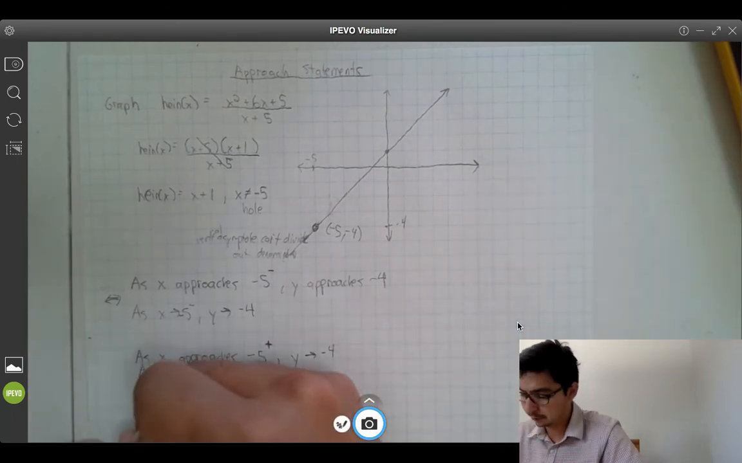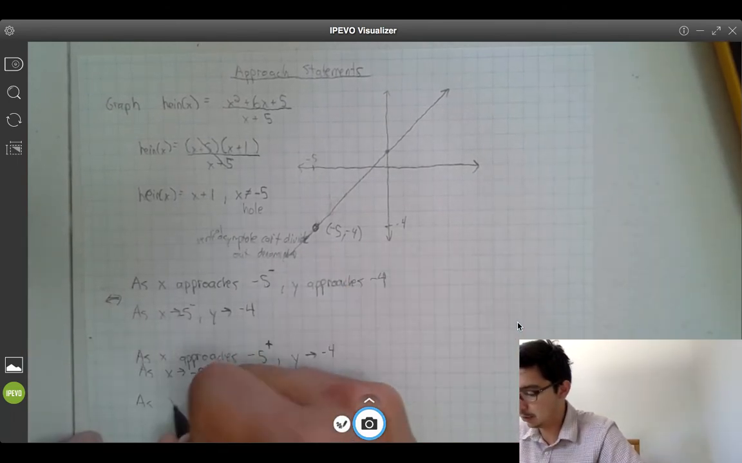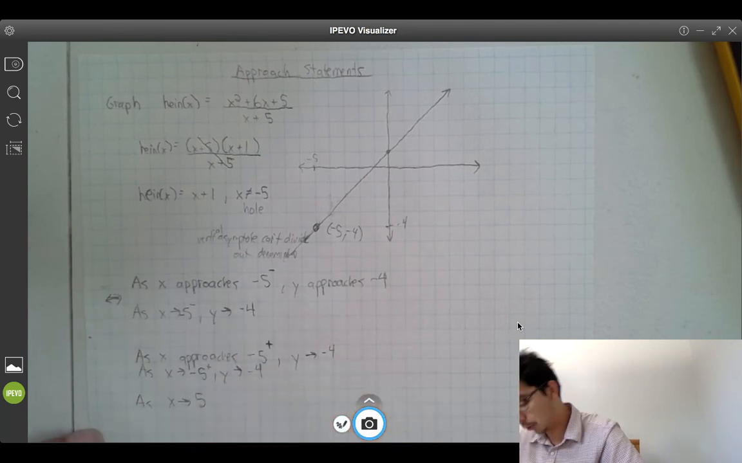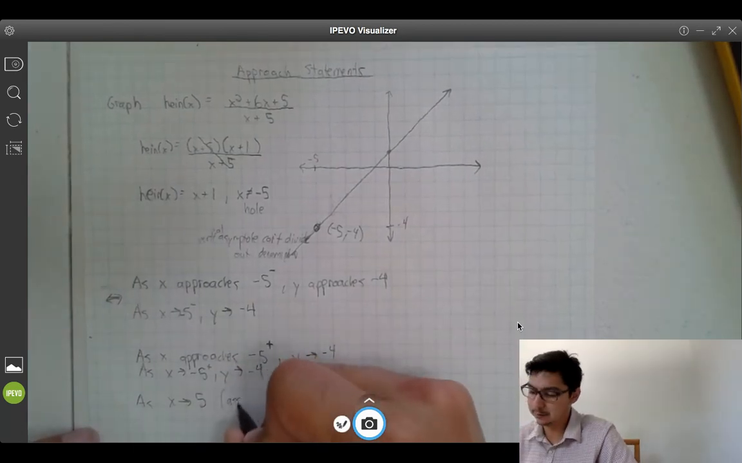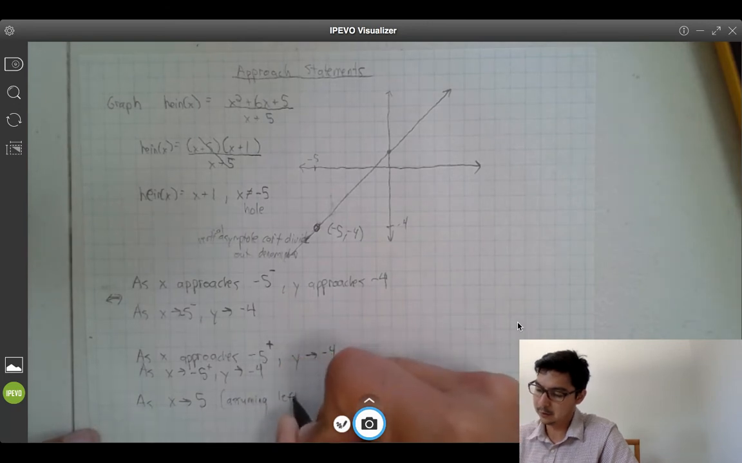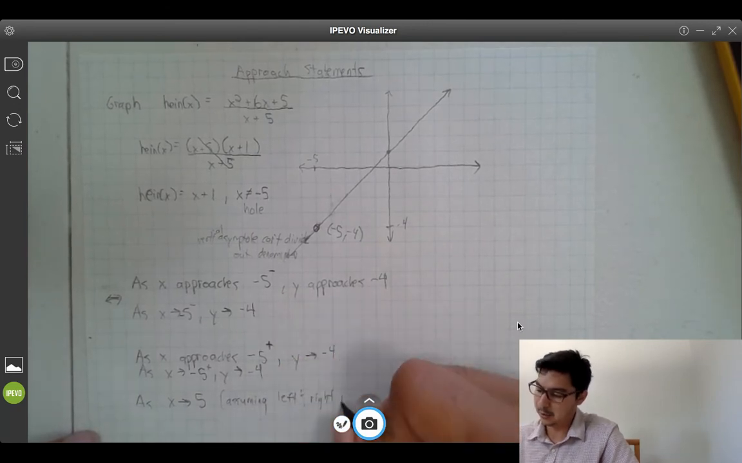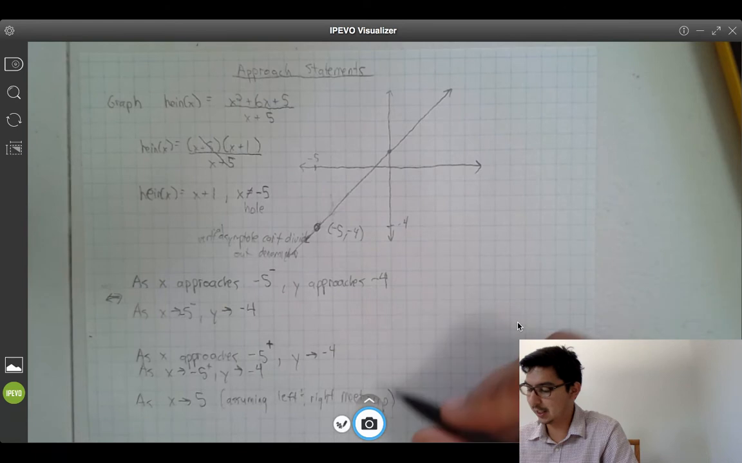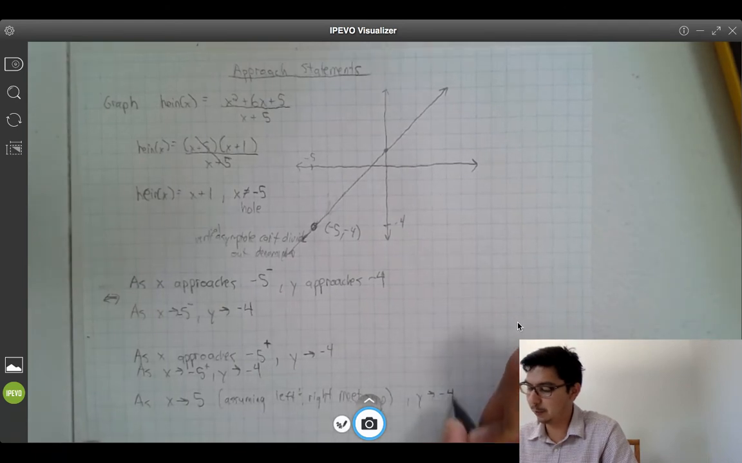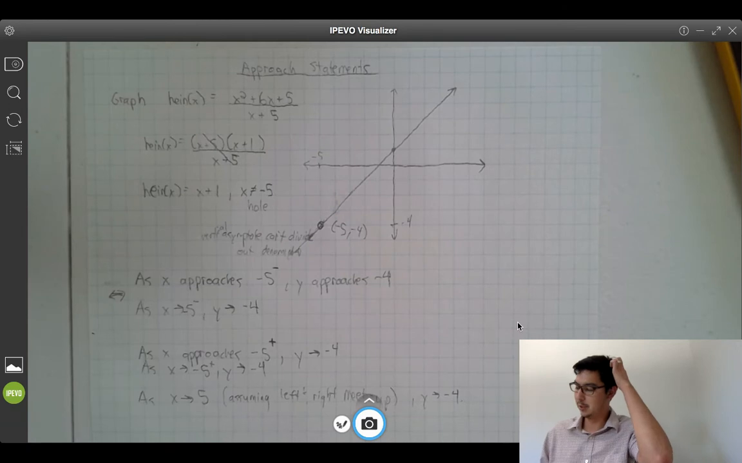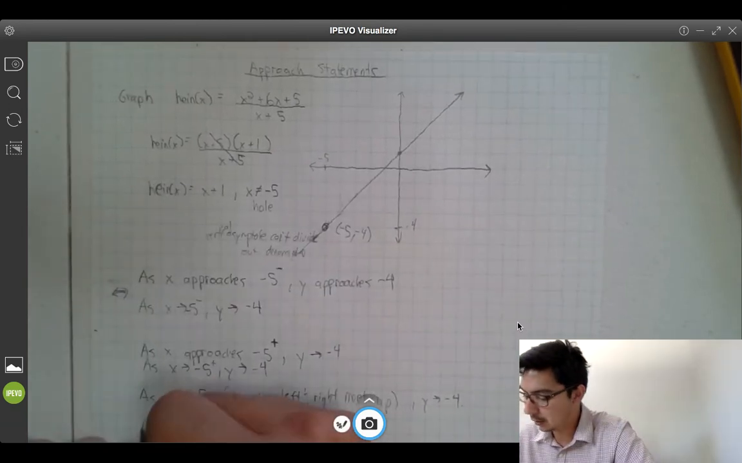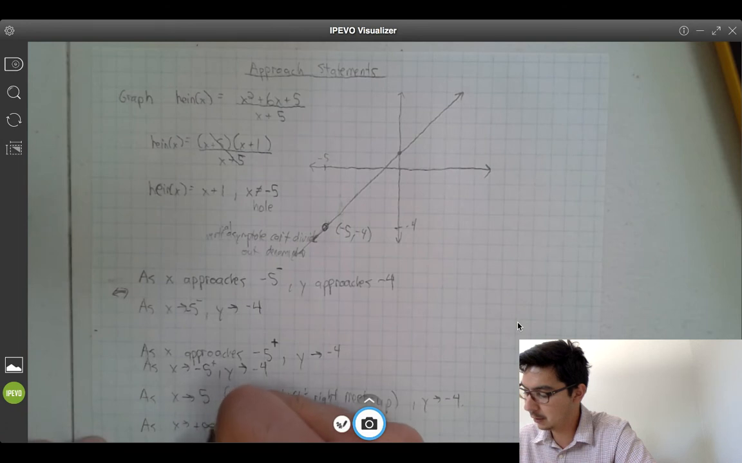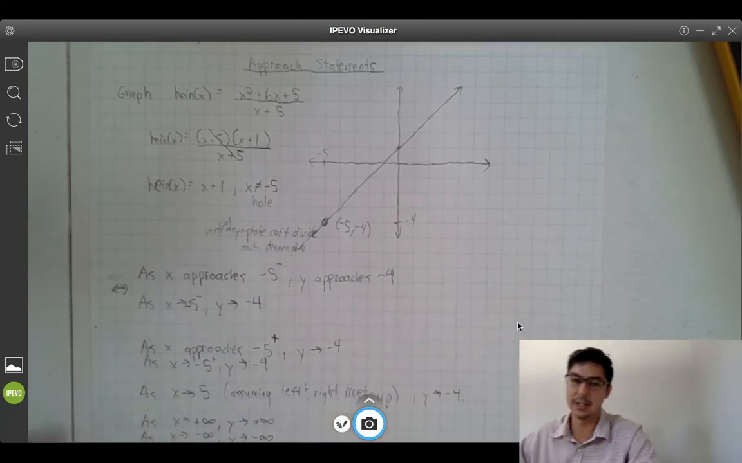Now, do note that if there is no positive or negative symbol, if it was just as x approaches -5, that's assuming the left and right meet up. Assuming both. In which case, in this case, we could do it because it exists. We could say that x approaches -5, y approaches -4 because they're both -4, but that's not always the case, in which sometimes that doesn't exist. We could put as x approaches positive infinity, y approaches positive infinity. As x approaches negative infinity, y approaches negative infinity, and we could see that there as well.